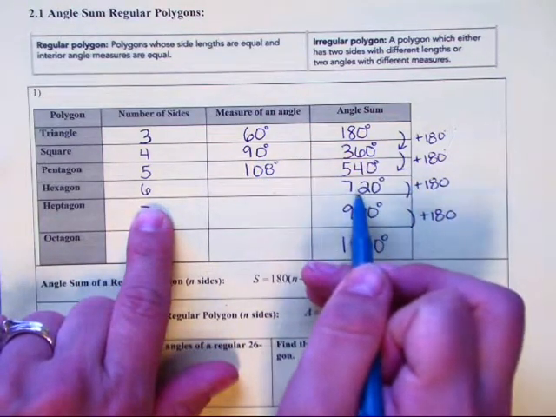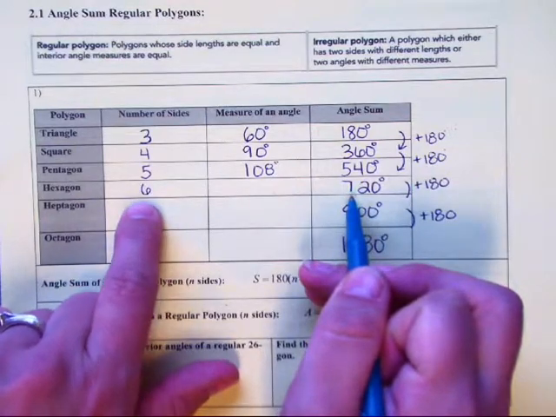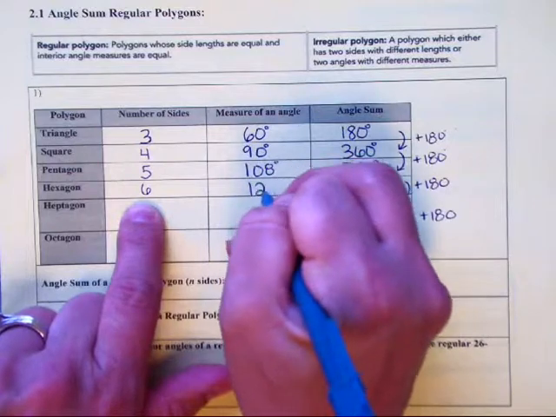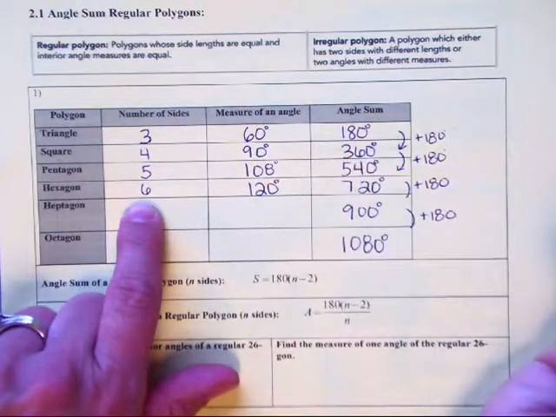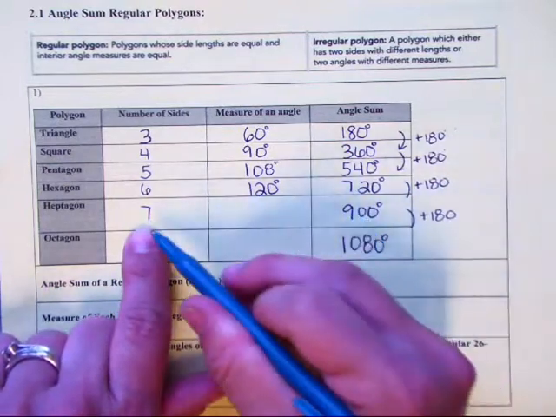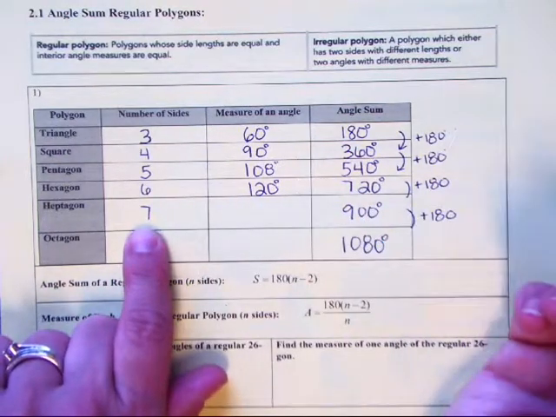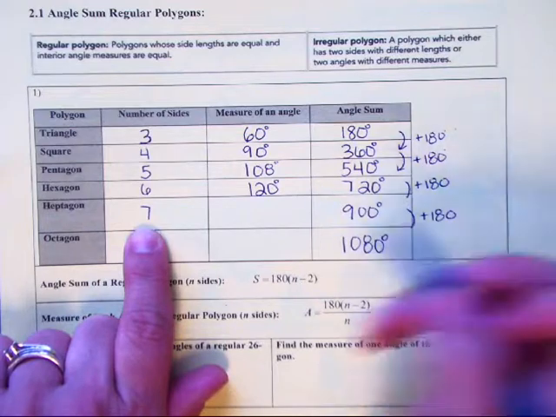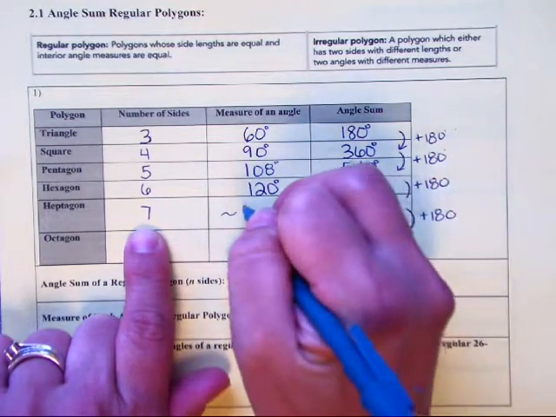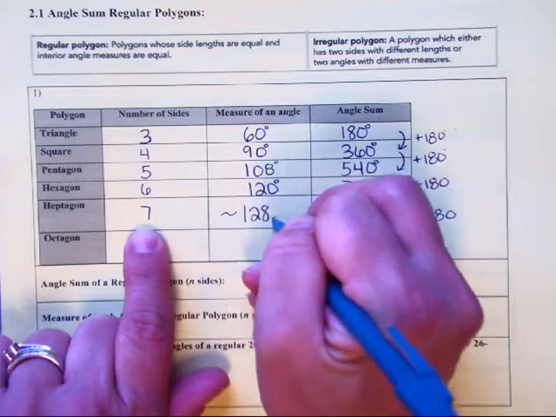So I could take 720 and divide it by 6. And when I divide 720 by 6, I get 120 degrees is how big one of those angles is. Now, I can take 900 and divide by 7, and actually it's not going to divide evenly. So we would round it. If we divide it, it makes about, using the symbol for about, 128.6 degrees.